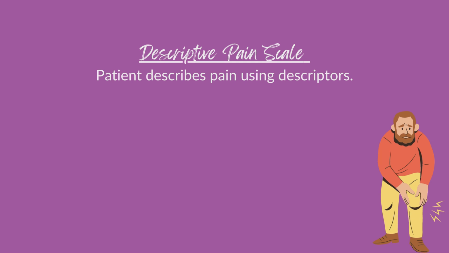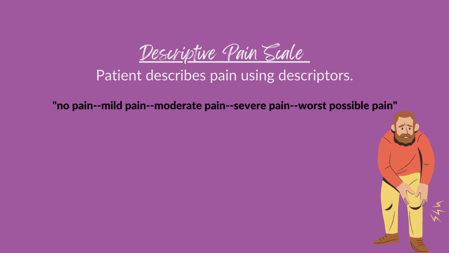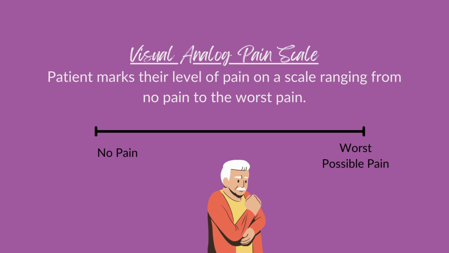A second type of pain scale used commonly for adults is a descriptive pain scale, in which the patient describes their pain using words like no pain, mild pain, moderate pain, severe pain, or the worst possible pain, for instance. A third type of pain scale is a visual analog scale, in which the patient can mark their level of pain somewhere on the scale ranging from no pain to the worst possible pain.